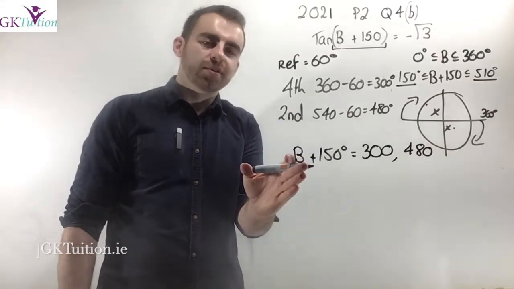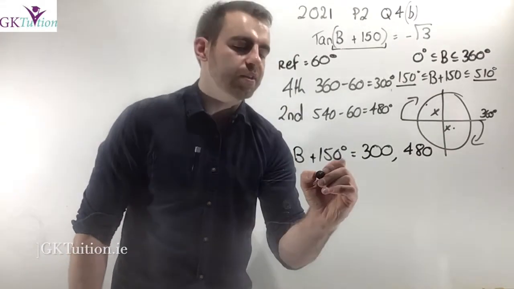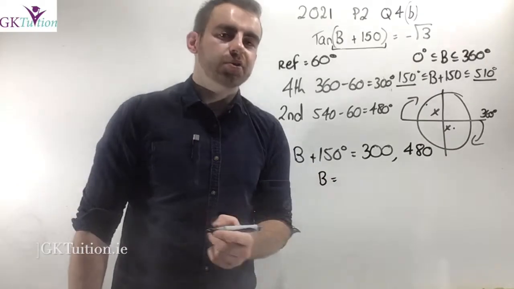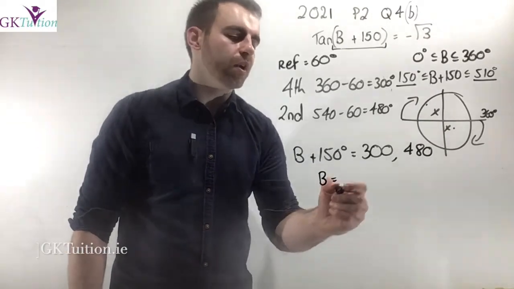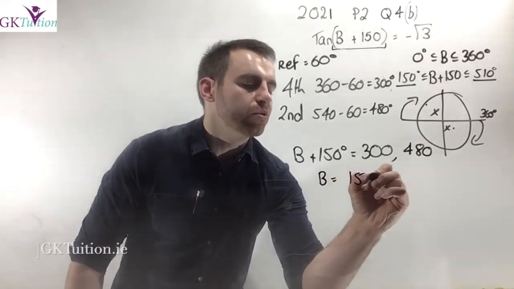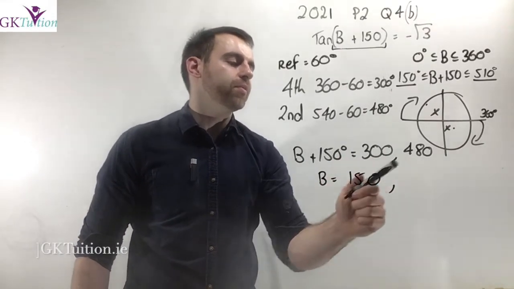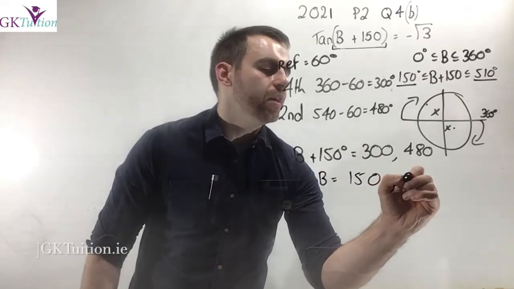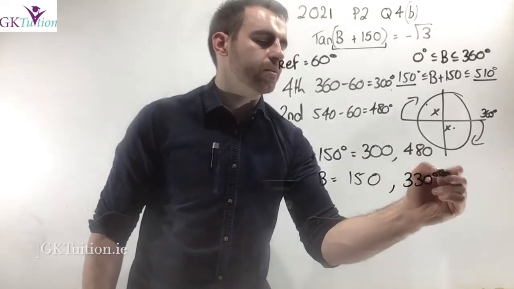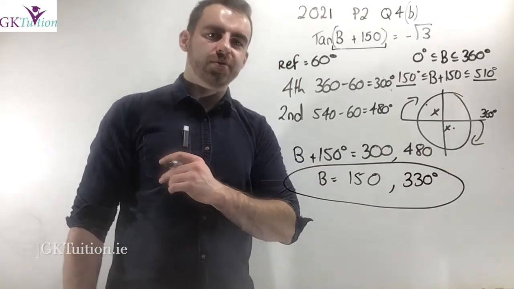And obviously we're not trying to find b plus 150 degrees, we're simply looking for b. So we subtract 150 from both sides. And in that case, my answers will become 300 minus 150, which is 150 degrees, and 480 minus 150, which gives me 330 degrees. So those are the two possible values for b.